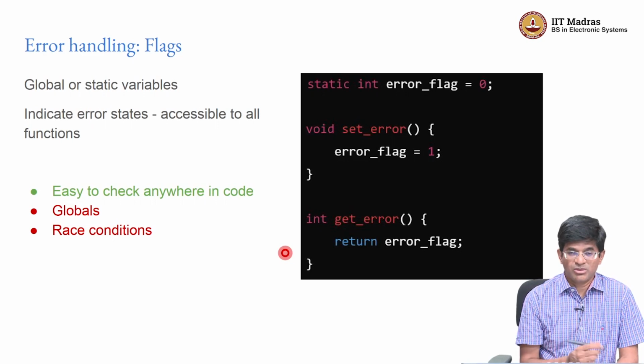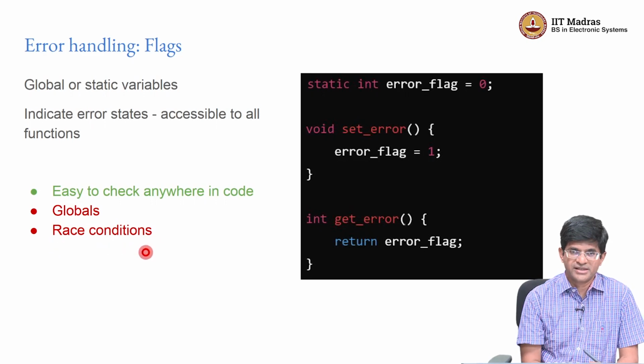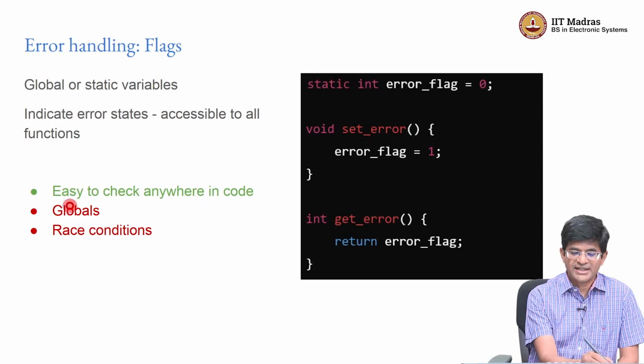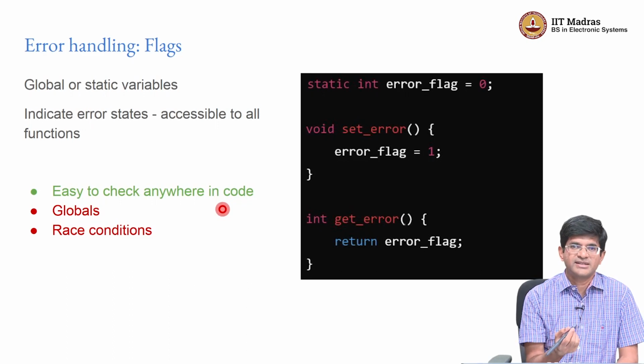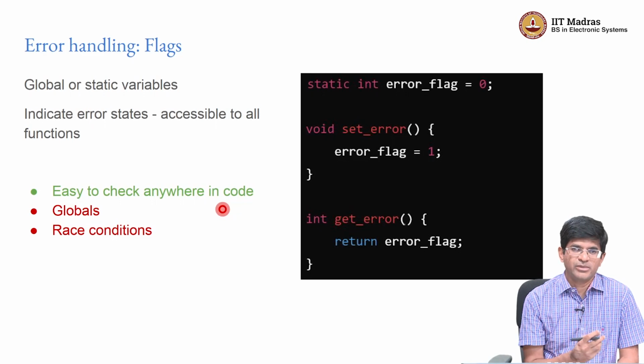Now the problem of course is there could be multiple different people who are trying to write to that particular error flag, which can lead to what are called race conditions. Maybe one of them sets the error flag to 0, another one sets it to 1, and depending on the order in which these happened, the system might not even realize that something went wrong. Error flags are common simply because they are easy to check anywhere in code, which means that for embedded systems which don't have a lot of memory space, it makes your code a little bit simpler and probably easier to implement.